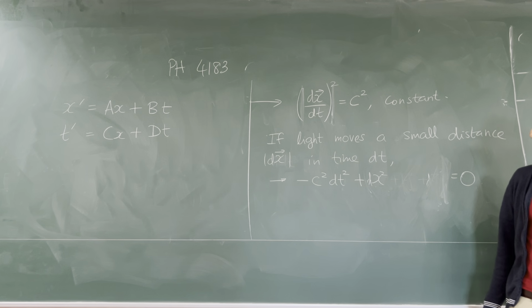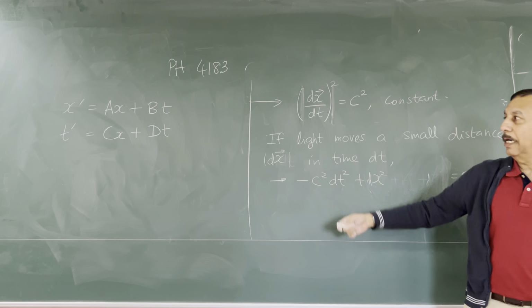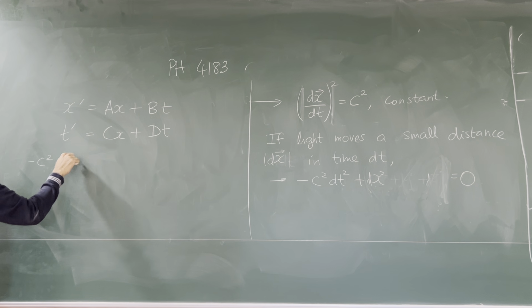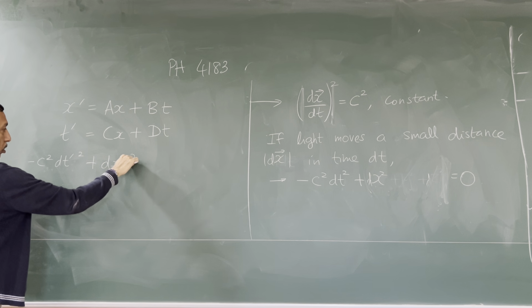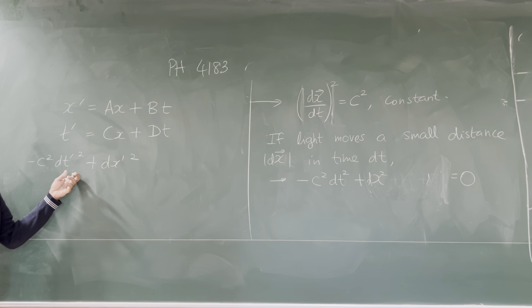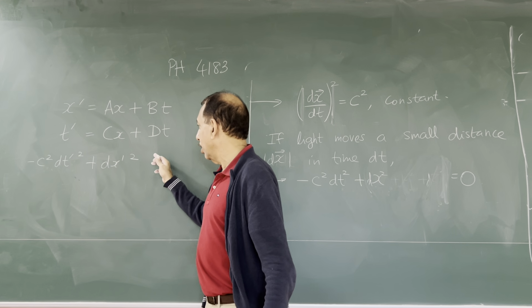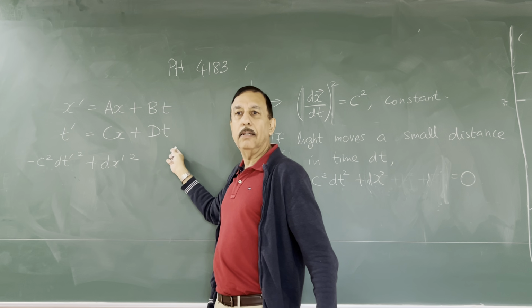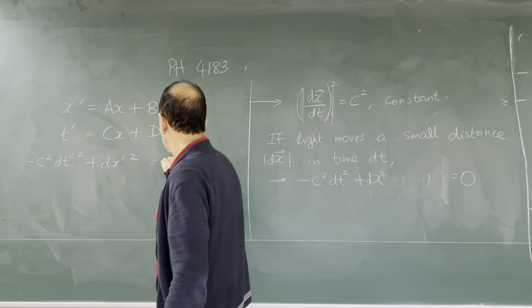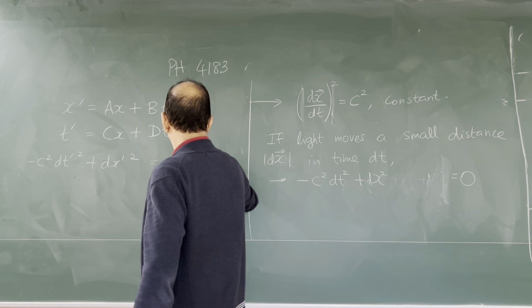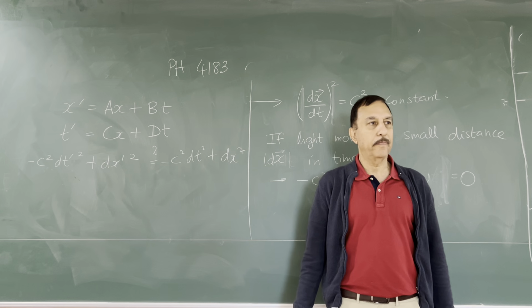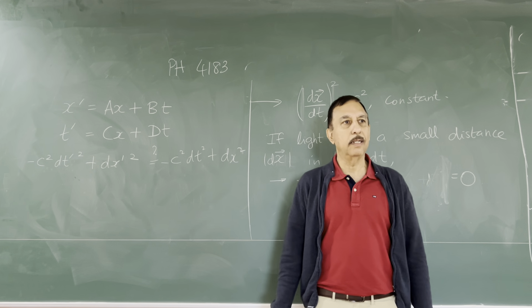And it's a very easy exercise in principle, because then I have to just write down minus c squared dt prime squared plus dx prime squared, which should be 0 because of the assumption that the speed of light is always the same. And then I have to calculate this in terms of a, b, c, d and x and t, and in the final answer this should turn into minus c squared dt squared plus dx squared, and this will put constraints on a, b, c and d. Okay, so the project is clear.